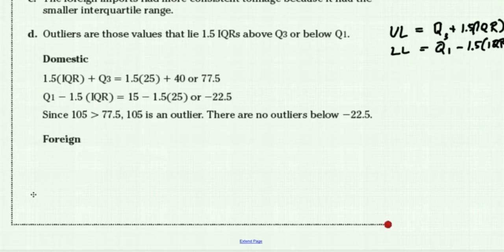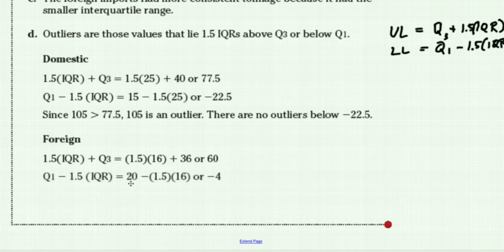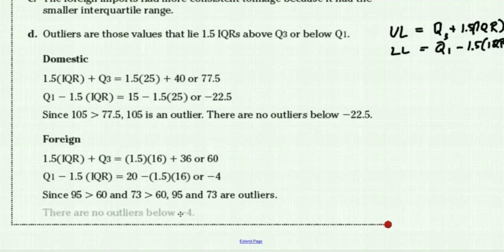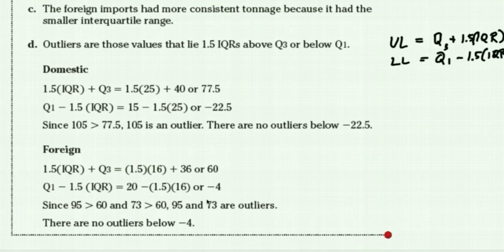For the foreign imports, let's do the same thing: 1.5 IQR plus Q3. So our upper limit for foreign imports would be 60, and our lower limit would be negative 4 using the same formula. If you look at our data, since 95 is greater than 60 and 73 is greater than 60, we have two outliers for our foreign imports, 95 and 73. And there are no outliers below negative 4. Okay? And that's it for this lesson. Thank you for watching.